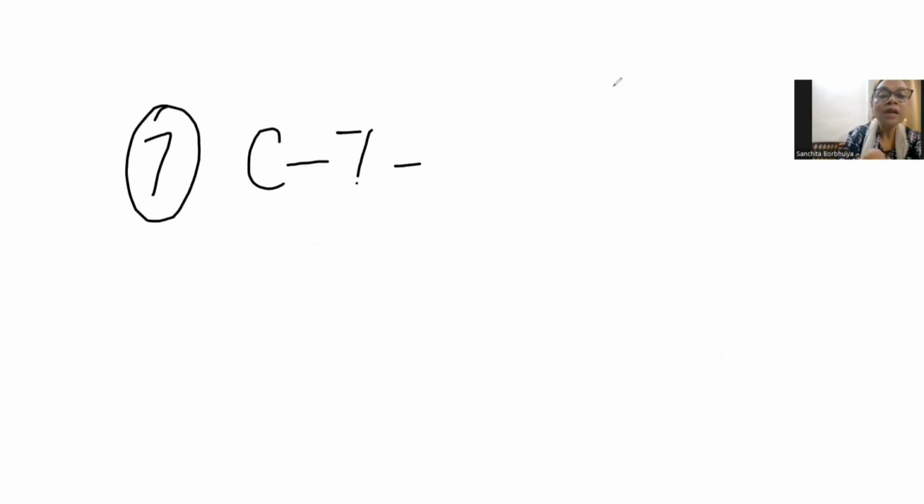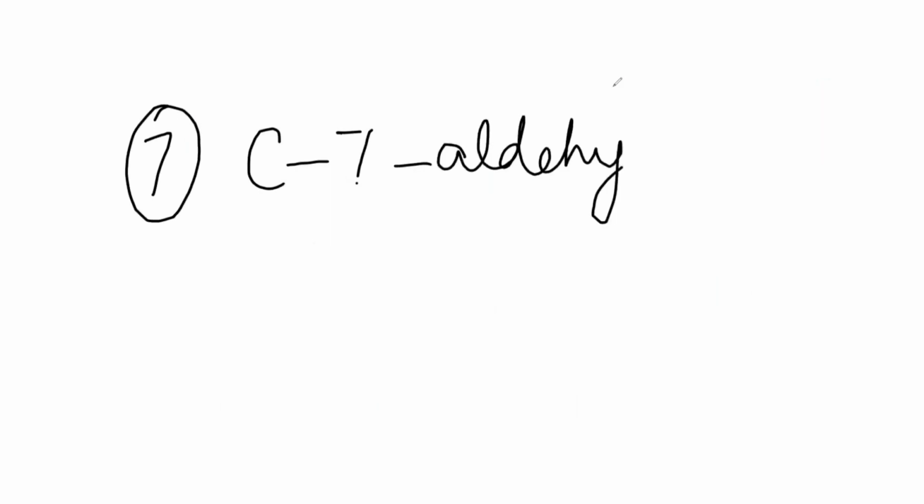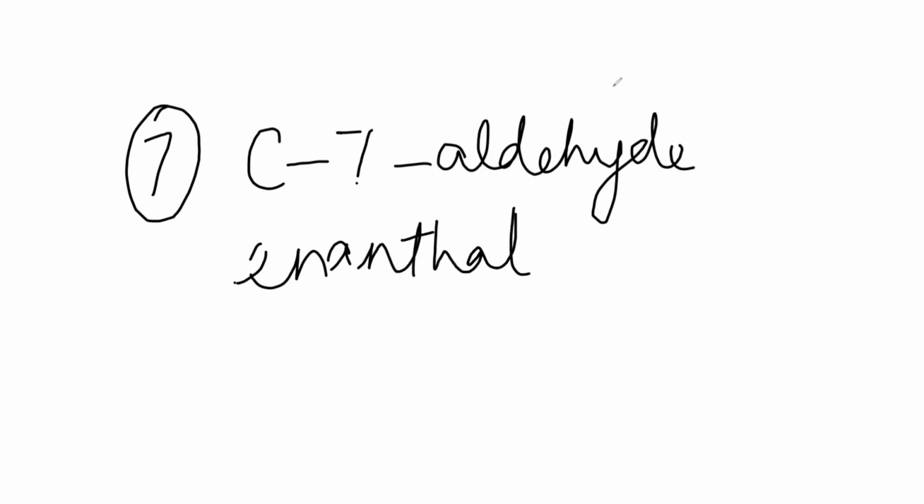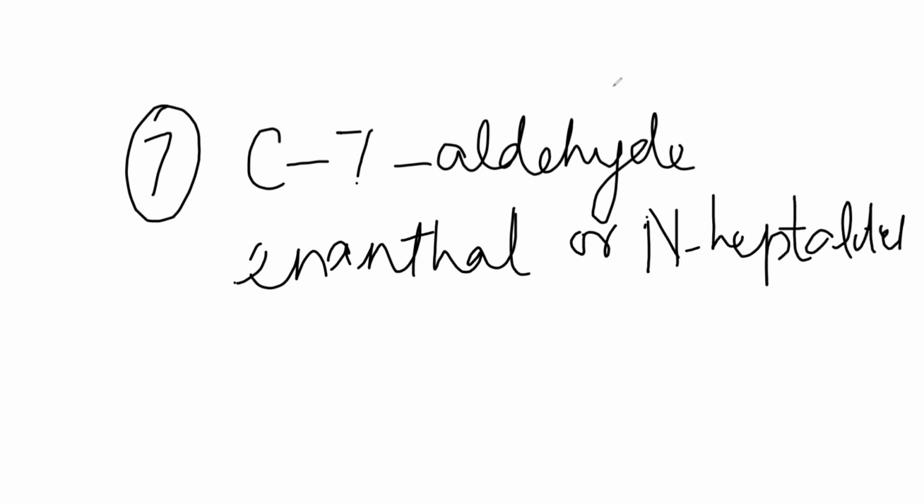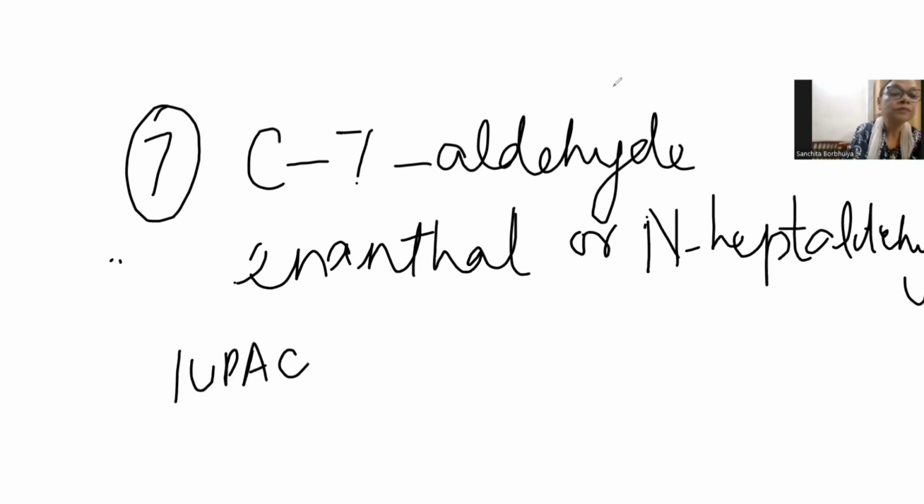The 7 carbon aldehyde is also called enanthal, or it is called N-heptaldehyde. See, this is a common name because it is not heptanal. It ends with aldehyde, and a capital N is written, capital N heptaldehyde. So this is the common name for this 7 carbon chain aldehyde, and the IUPAC name is heptanal.